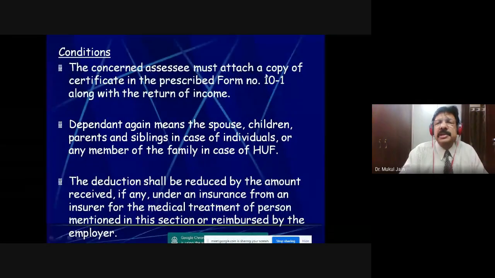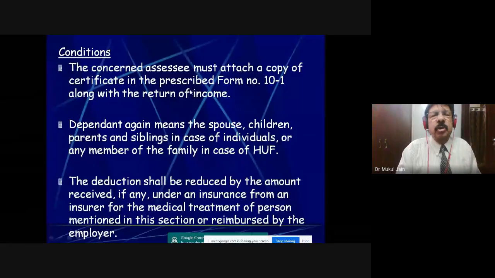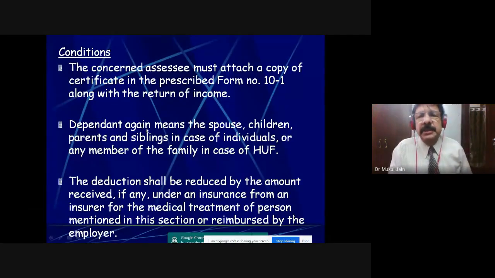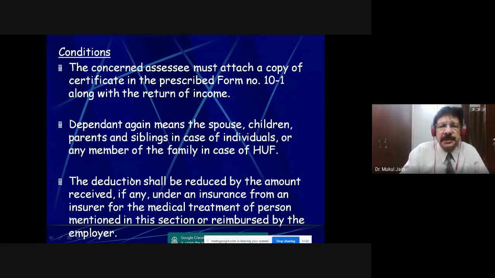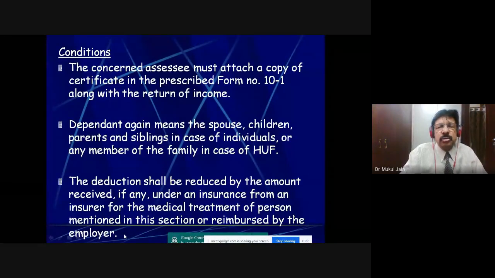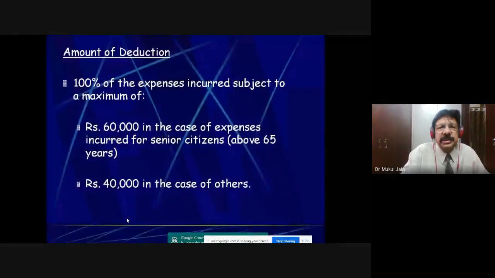The concerned assessee must attach a copy of the certificate, उसको भी कॉपी अटैच करनी पड़ेगी. Dependent again means the spouse, children, parents and sibling, and the deduction shall be reduced by the amount received if any under the insurance from an insurer for the medical treatment of person mentioned in this section or reimbursed by the employer. अगर उसको कोई इंश्योरेंस कंपनी से कोई पैसा मिला है ट्रीटमेंट के लिए, या उसको एम्प्लॉयर से मिल रहा है, तो वो उसमें से कम हो जाएगा, क्योंकि बीमारी वाला केस है.